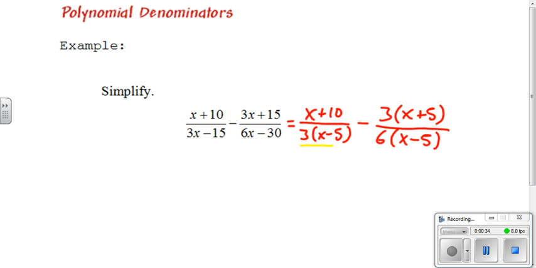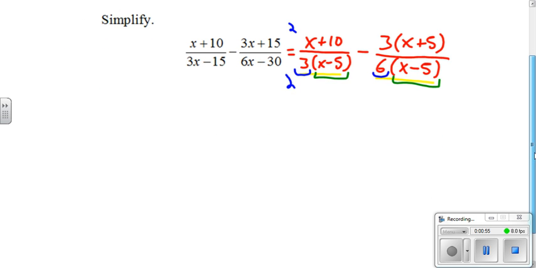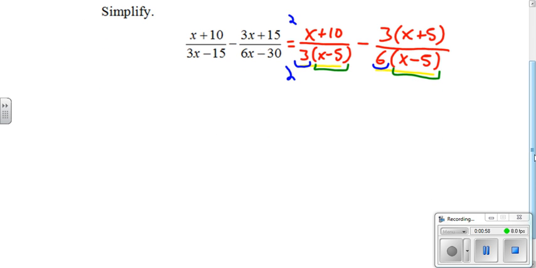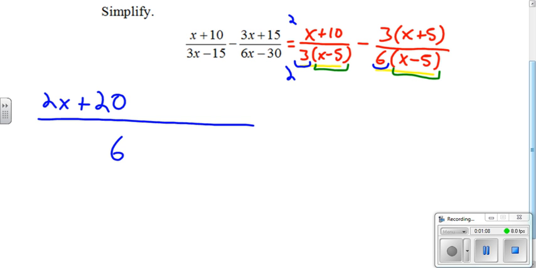Now we just need to find the common denominator between these two. And notice we have a similar binomial in here. We have that x minus 5. So we don't want to change that. We can just look at our coefficients, 3 and 6. Well, to get 3 to 6, we just multiply by 2. So we have to multiply numerator and denominator of this piece by 2. So our numerator becomes 2x plus 20. Everything becomes the same common denominator, 6 times x minus 5.